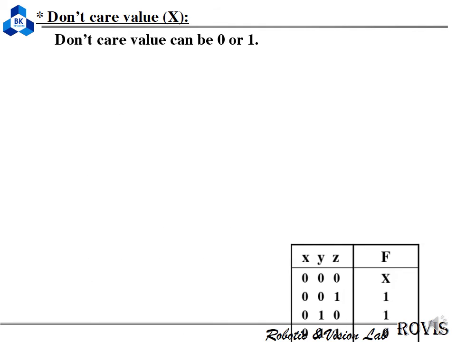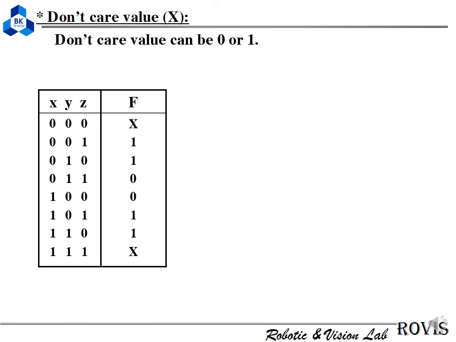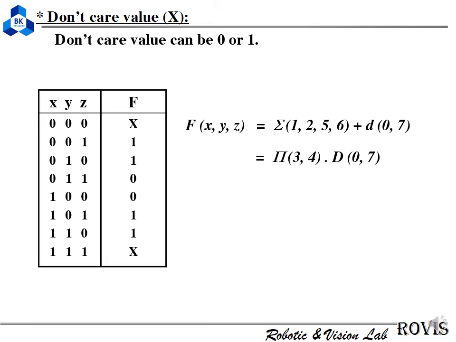In the truth table, we have another case that we call don't care. So what does don't care mean here? It is the result of the function, marked with the symbol X. That means at this position the result can be 0 or 1, either of them, so we don't care.